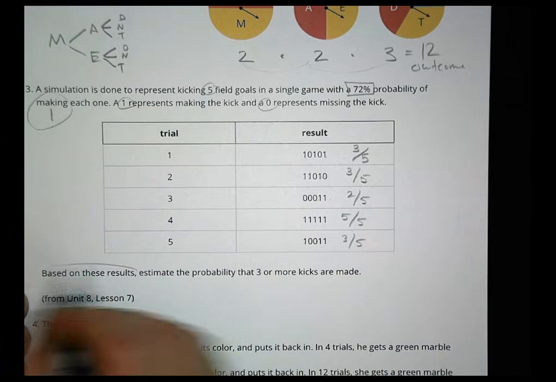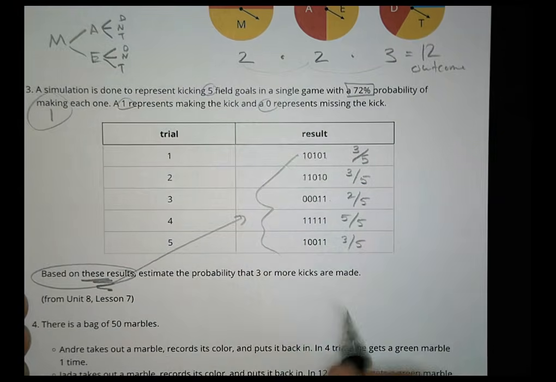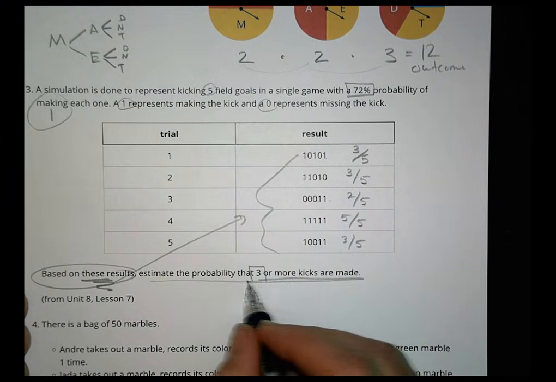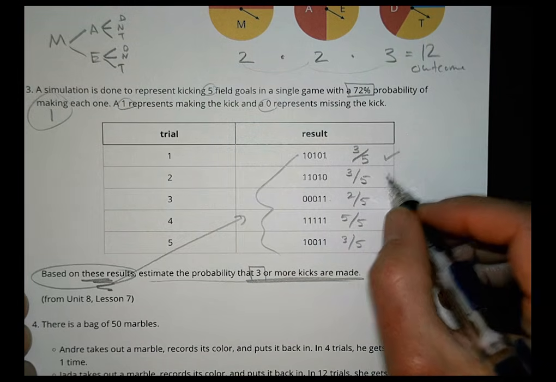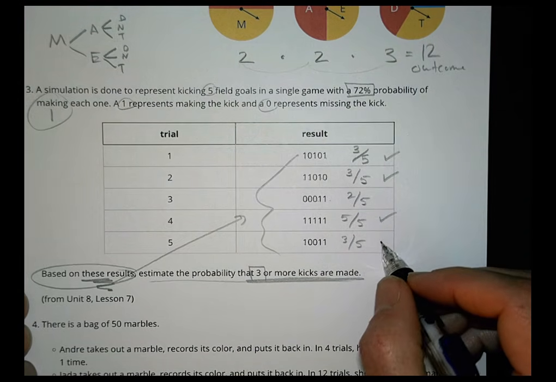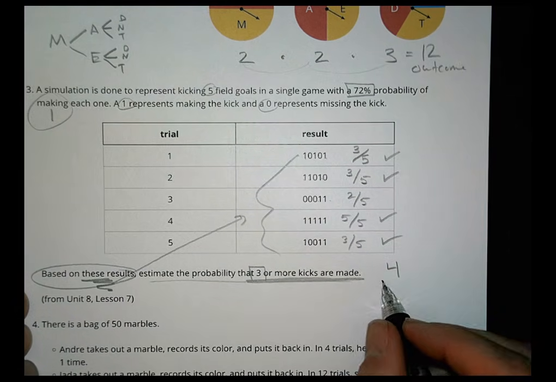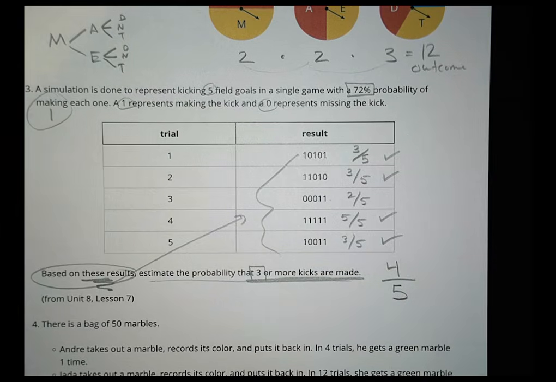So based on these results, so what you see right here, estimate the probability that 3 or more kicks are made. So what is the likelihood that 3 or more kicks are made? We see it happening 1 time, 2 times, 3 times, 4 times. So based upon our trial, we would say the probability of making 3 or more kicks is 4 out of 5, based upon what we see.